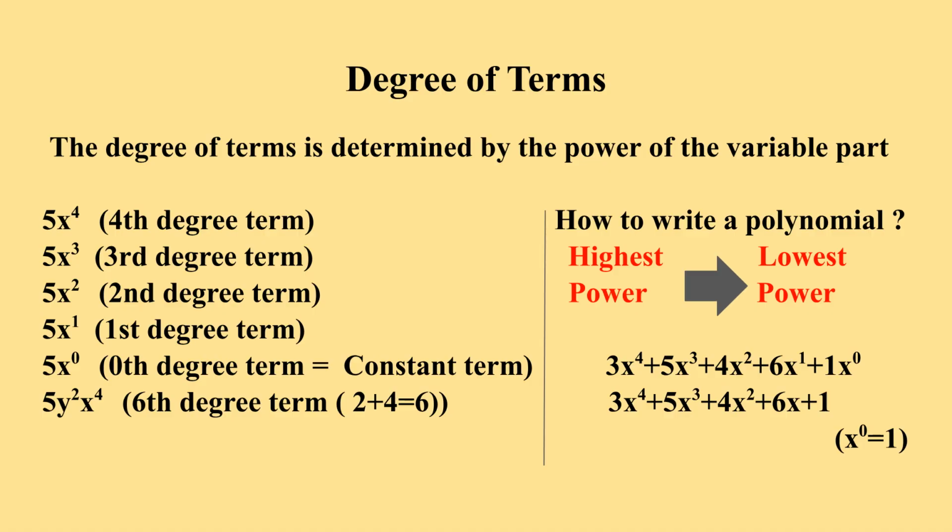Why do we worry about the degree of terms? Because of two reasons. First of all, polynomials are referred to by the degree of their highest term. Second, we arrange a polynomial from highest degree to lowest degree, as highest power to lowest power. As we write 3x^4, 5x cubed, 4x squared, 6x^1, x^0. As you know that the value of x^0 equals 1, because any number raised to the power 0 equals 1.